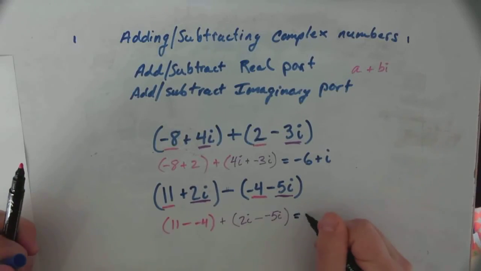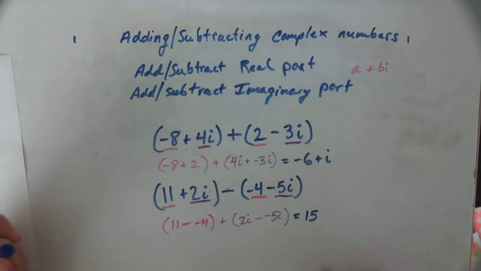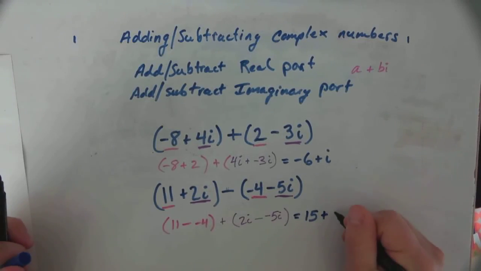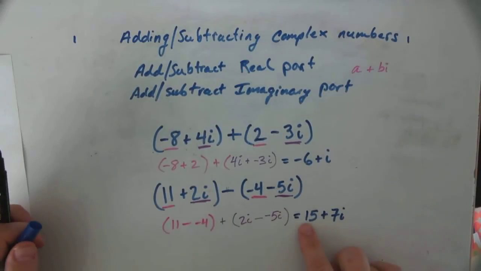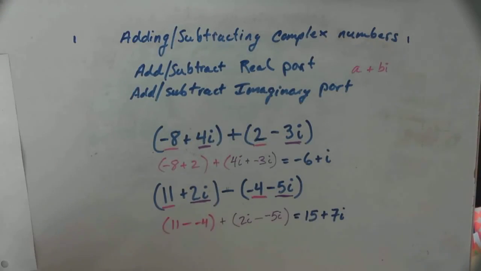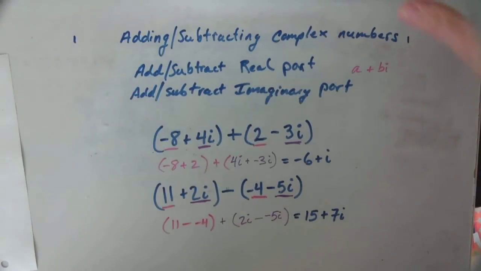So 11 minus -4 is 15. That's my real, plus 2i minus -5i leaves me with positive 7i. Again, in the form a plus bi. So when adding or subtracting complex numbers, you add or subtract the real part, and then you add or subtract the imaginary part.